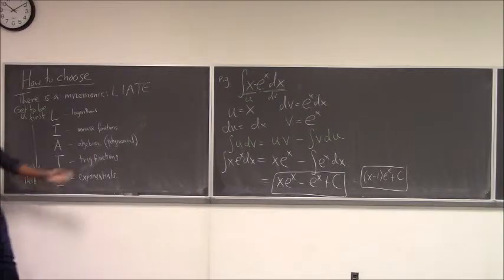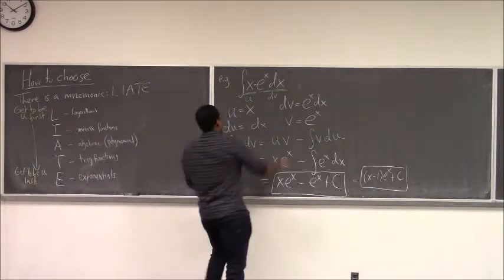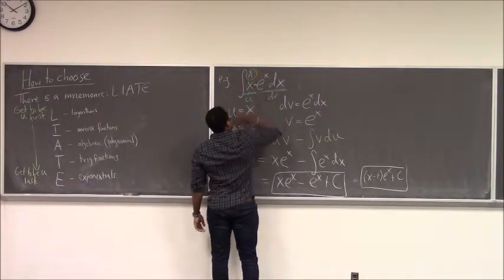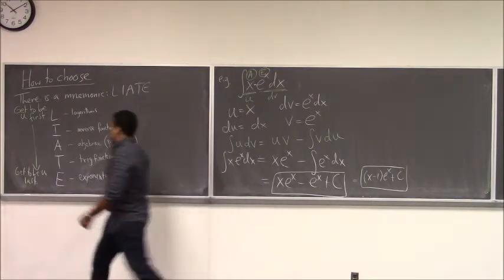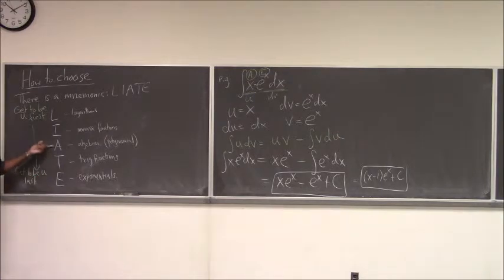You will notice in this example, my x falls in the A category, while my e to the x falls in the E category. So, according to LIATE, the A gets to be the u before the E. So I would choose u to be this.